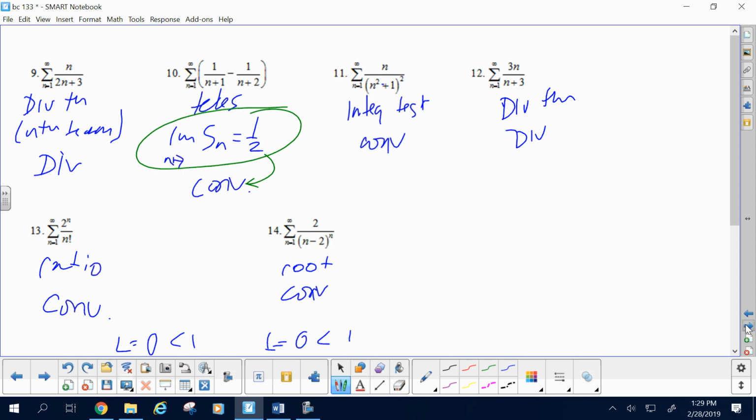Right. Okay. I went divergence theorem on 9 because the terms did not go to 0. The limit of the terms was 1/2. 10 was telescoping. I didn't write the formula for the partial sums. Let me know if you want me to.